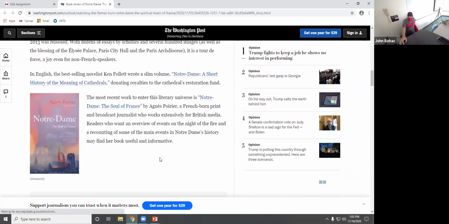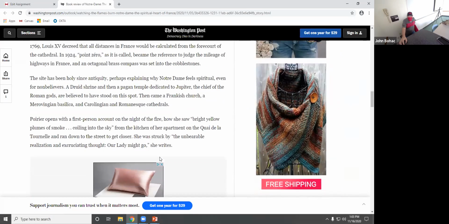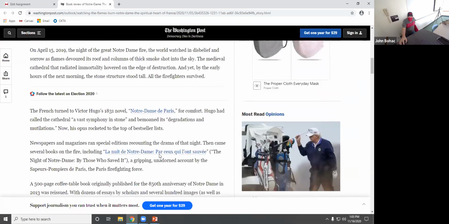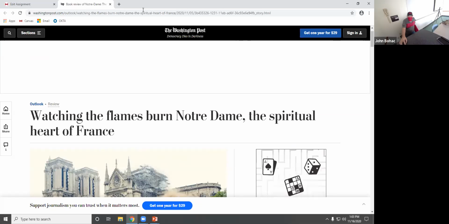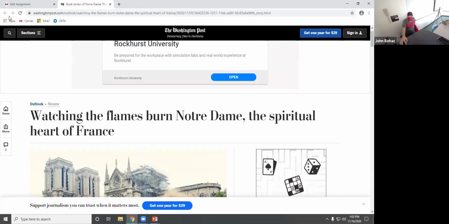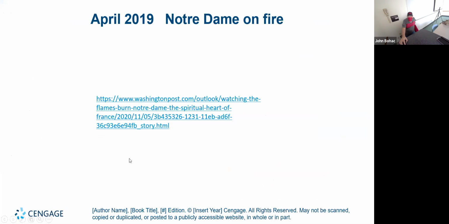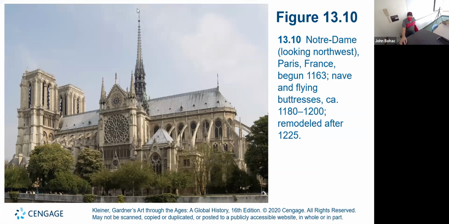And so this is basically the story of what happened, and the link is there. And let me see if you're seeing this. You are. Good. So this is what it looked like before it caught fire.